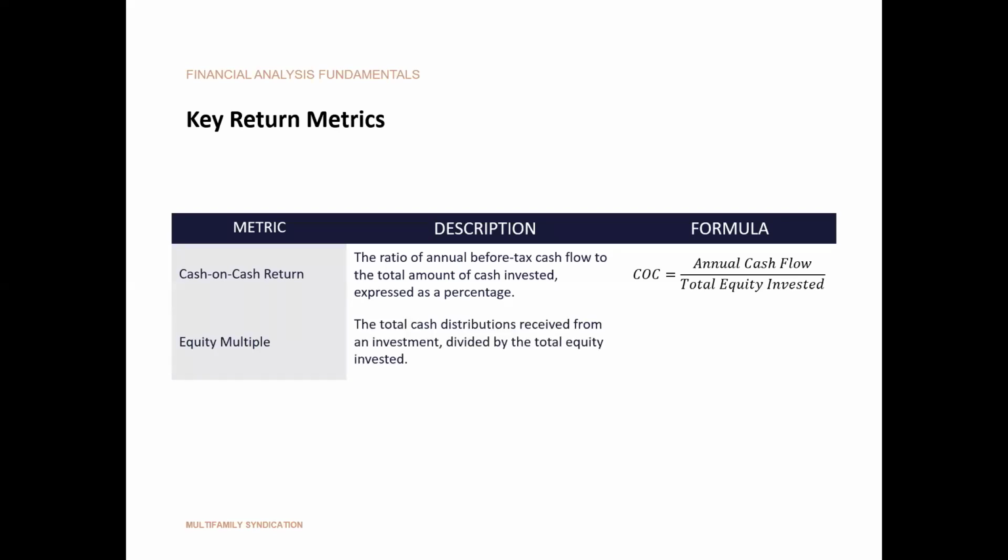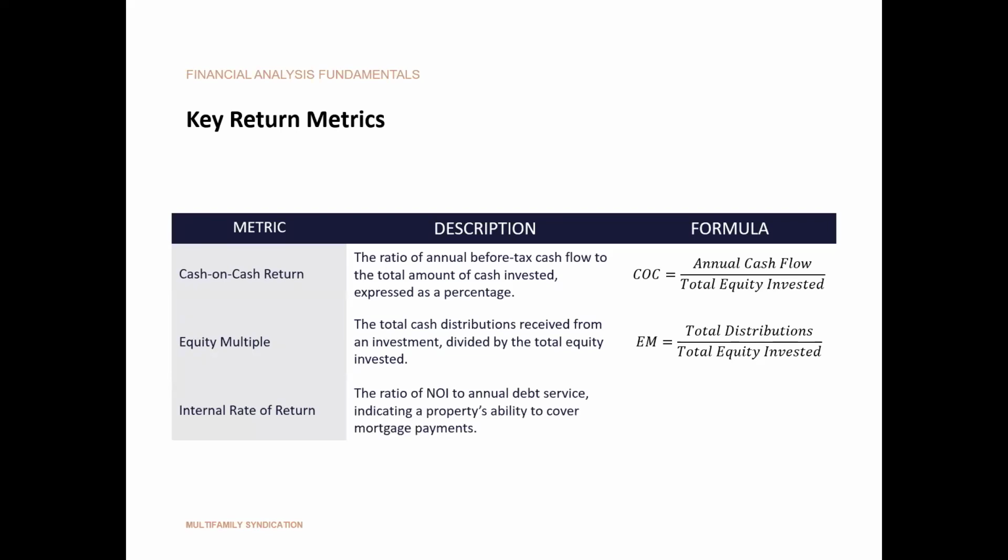And then another metric that we use a lot in real estate is equity multiple. You may not see this in other asset classes or other investment types. It will just be expressed differently, maybe as total return. But equity multiple is total distributions divided by the total equity invested.